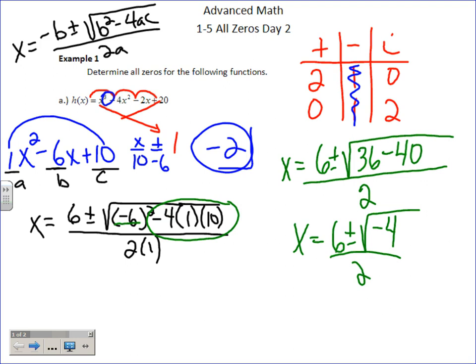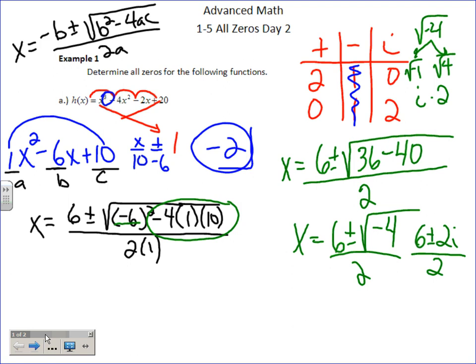Well, what's the square root of negative 4 again? It's the square root of negative 1 times the square root of 4. The square root of negative 1 is i, and the square root of 4 is 2. So we write it as 2i. So 6 plus or minus 2i all over 2.